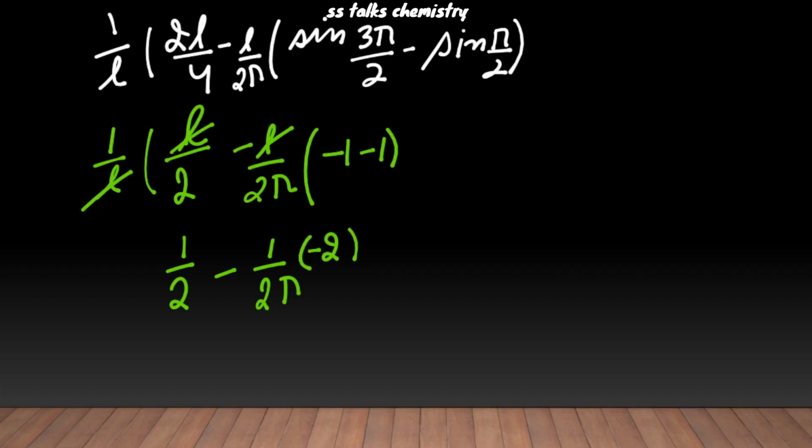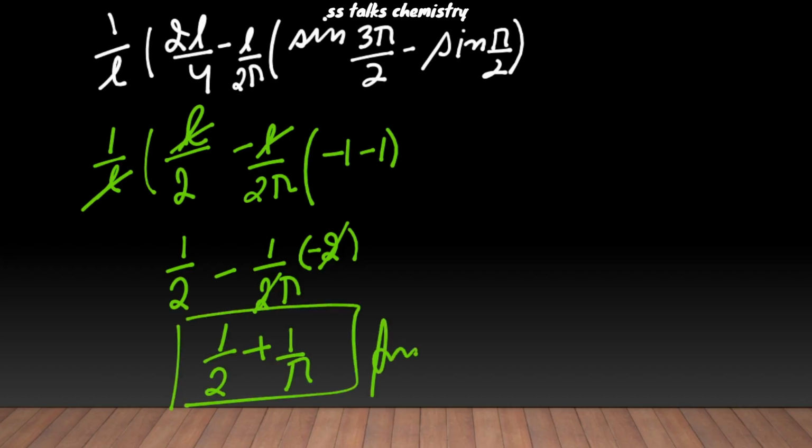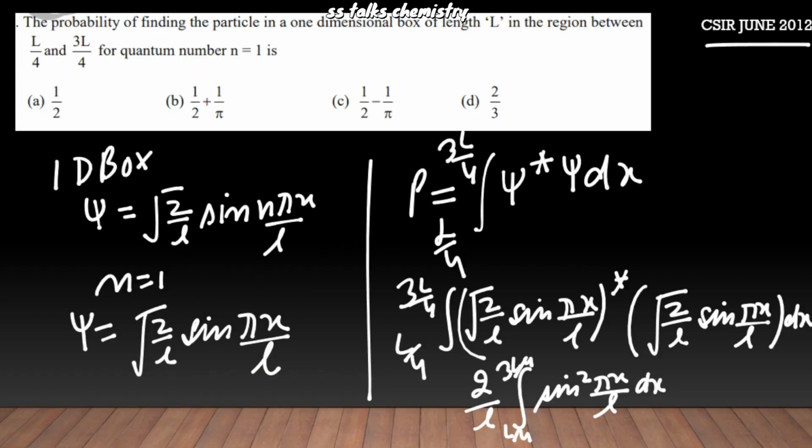Here minus 2 was there, so 2 and 2 get cancelled out. It becomes 1 by 2 plus 1 by pi. So this is going to be the probability in this region. So 1 by 2 plus 1 by pi, option B, becomes the correct answer. Okay, so the complete derivation of this I have shown you.